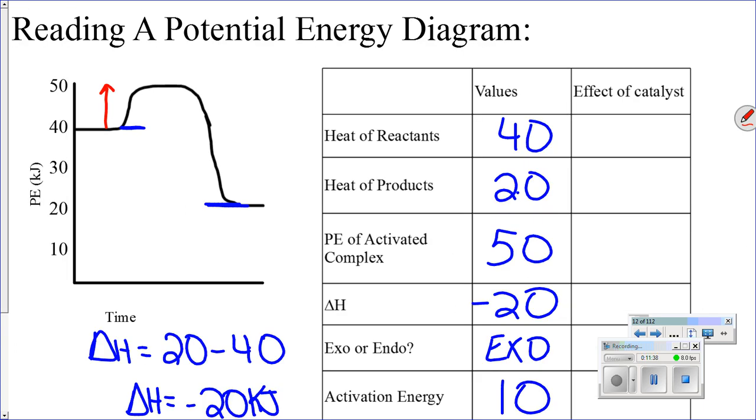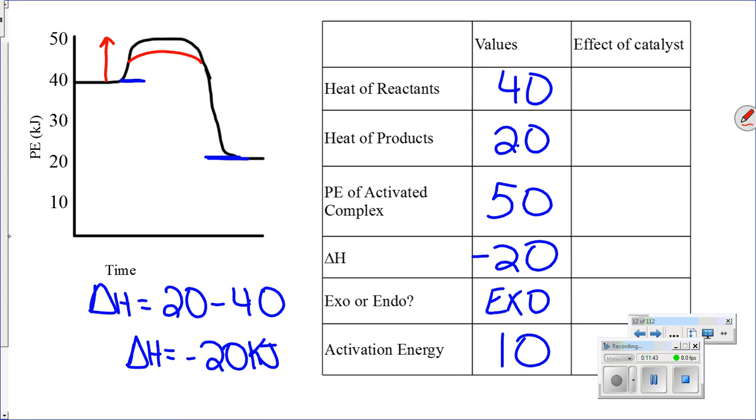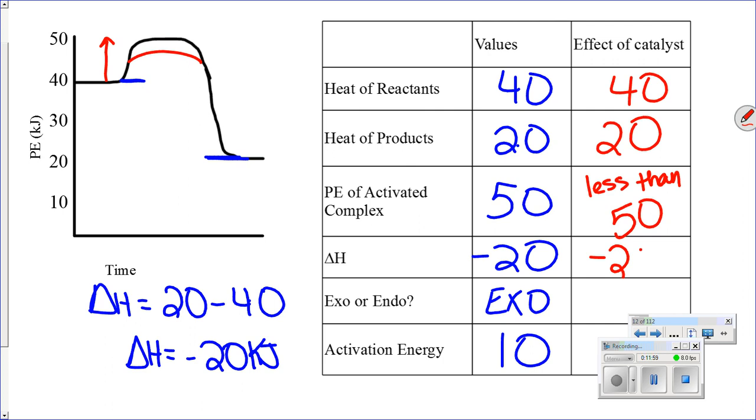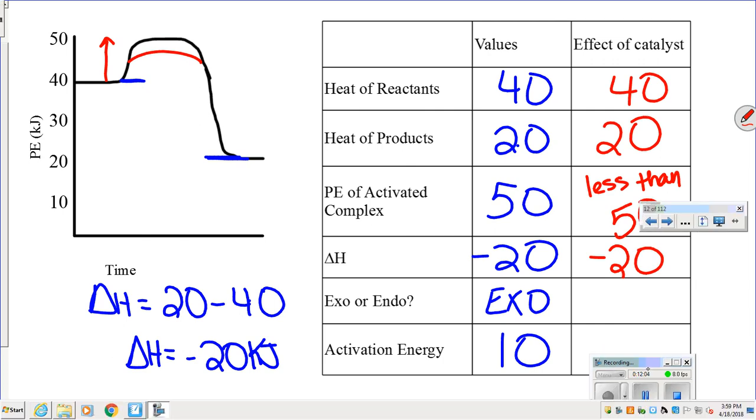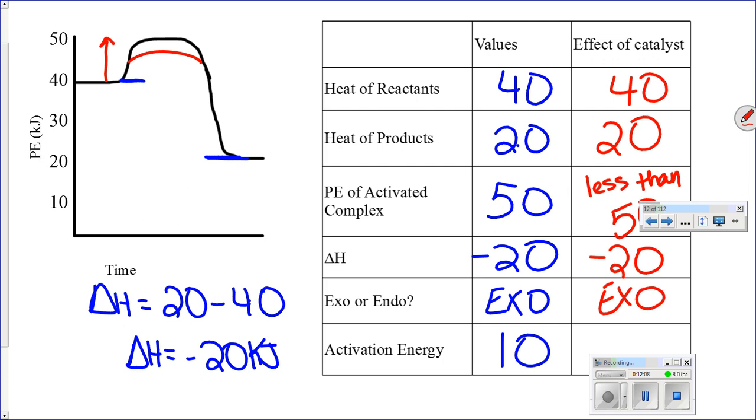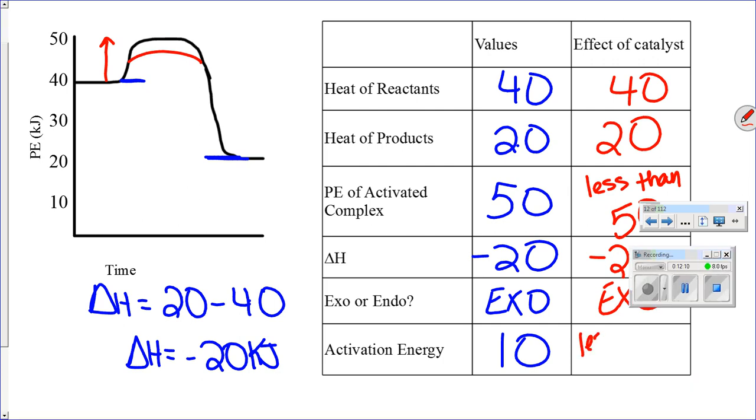So this graph that we looked at here already, if we put a catalyst on here, it would do that. If we look at this graph now and see what changed, we're still starting at 40. We're still ending at 20. Our activated complex is now a little bit lower, okay? So this is going to now be less than 50. Our delta H does not change. Our net energy does not change when we add a catalyst. My reaction is still exothermic. Now my activation energy is lower. So this is now going to be less than 10, which essentially makes it easier for this reaction to happen.